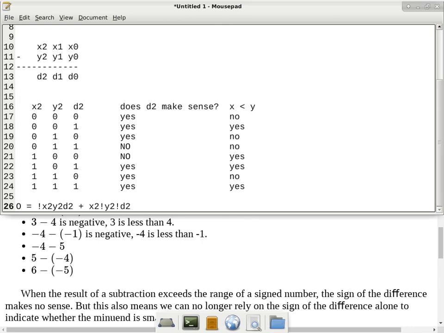Because this one is 0, 1, 1. 0, 1, 1 means that if I want this combination to give me a 1, I have to negate the x2 first, and then AND it with y2, AND it with d2. That conjunction is going to give me a 1 for the 0, 1, 1 row. Is that okay? But what about the next row? When x2 is a 1, y2 is a 0, d2 is also a 0. Then we just go for the kind of the opposite.